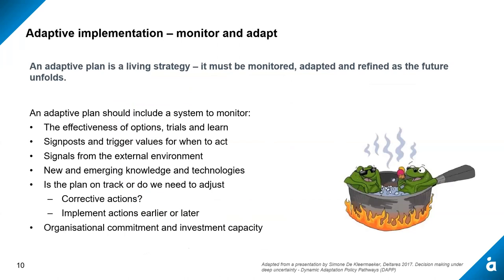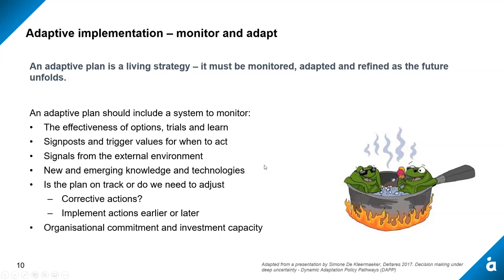Here's one that I've borrowed from Simone. It's one of her analogies, but I really like it. It's the frog in the pot analogy. If we're not aware of our surroundings, the water starts lukewarm, and as the pot slowly warms up, the frog boils without even noticing it. So we need to be really aware of the external environment and how our environment is changing, and use this to guide and to provide input to our strategy over time.